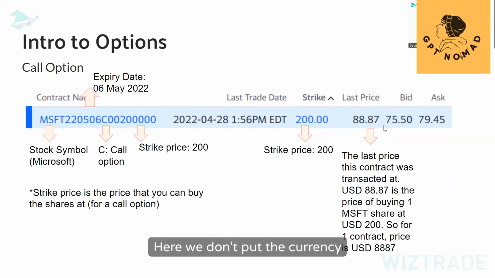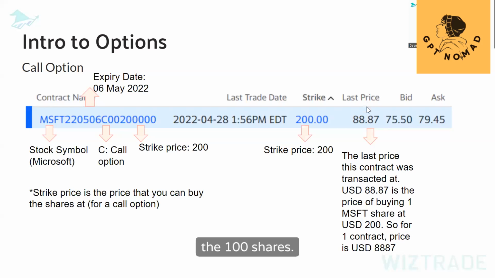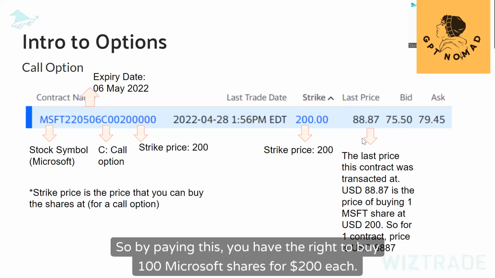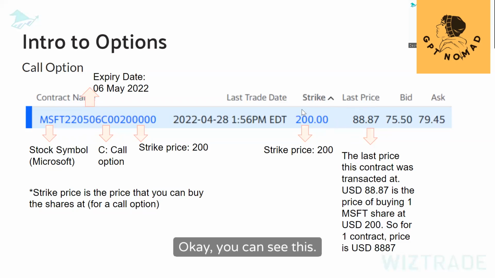You go in and see the price here per share. The number is quoted per share, but every contract has 100 shares, so you just multiply by 100. This is for one contract, for 100 shares. So by doing this, we have the right to buy 100 Microsoft shares for $200 each. If Microsoft shares are now $400 per share, then once you buy at $200, you already make a profit.